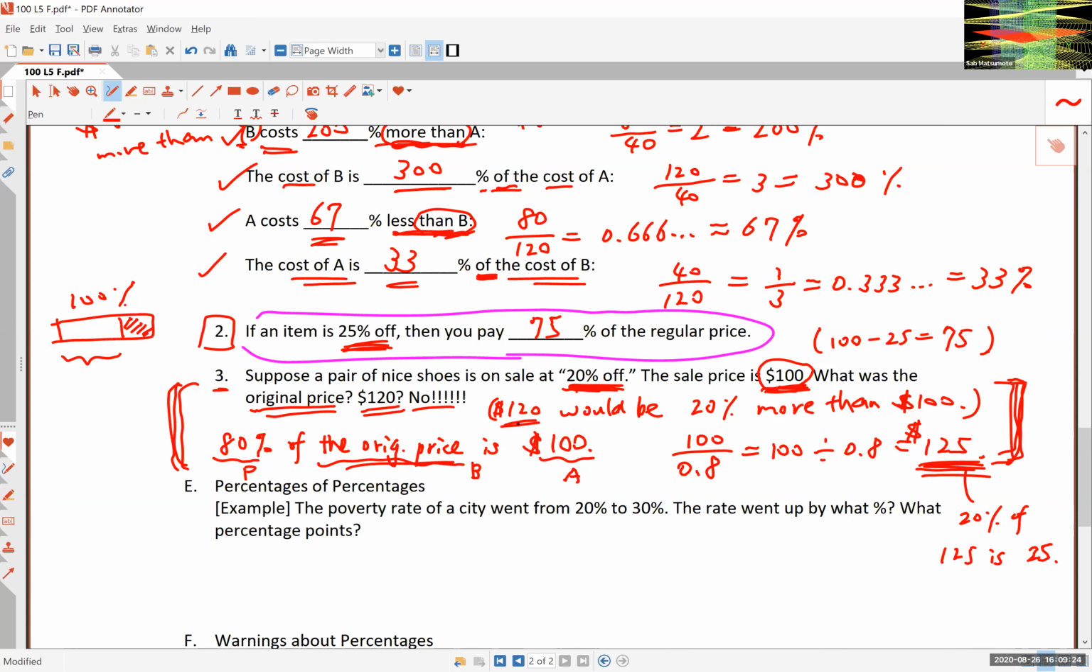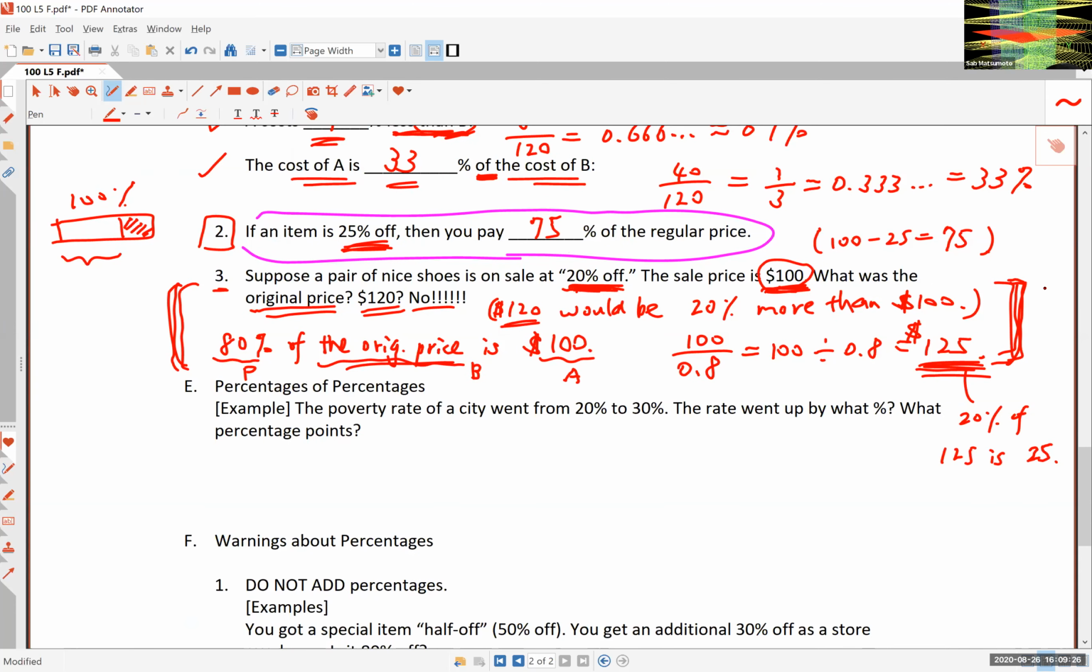So, okay, now let's go to E, which is also a misleading kind of thing. Percentages of percentages. Now, what am I talking about? Sometimes we consider rates, or the percentages, to be going up and down, like the poverty rate or the unemployment rate or the singles rate or the married rates or divorce rate or whatever. You have lots of rates that we talk about, and they're all described in percentages. So the percentage number changes.